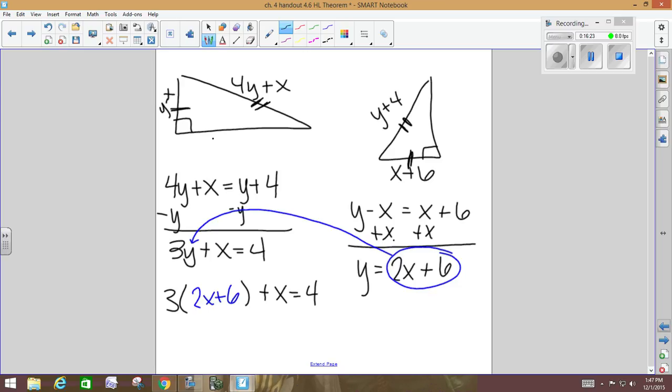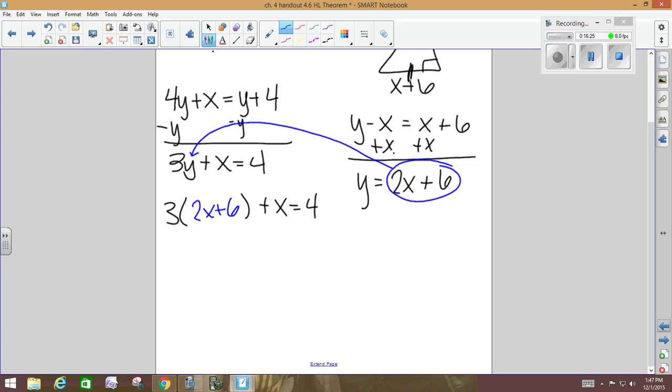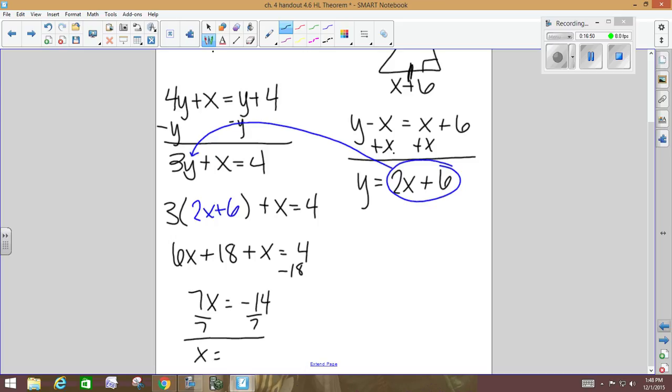What do I do with my 3 out front? Distribute. 6x plus 18 plus x equals 4 then. Combine like terms. What's 6x plus x? Subtract 18 to the right. What's 4 minus 18? Negative 14. How do I get rid of the 7? X is equal to negative 2.